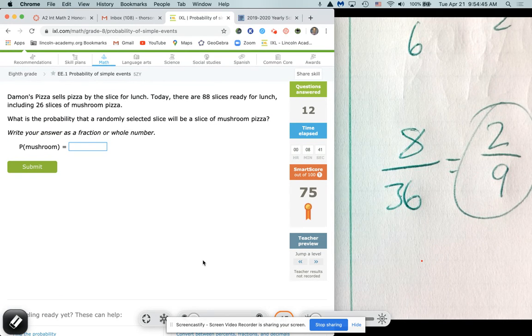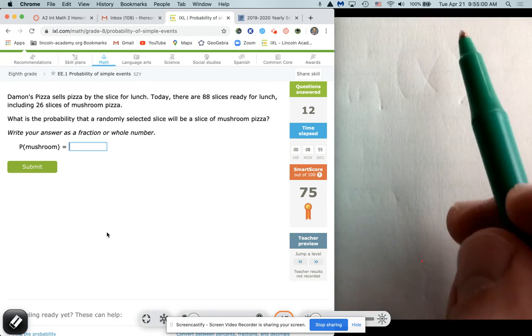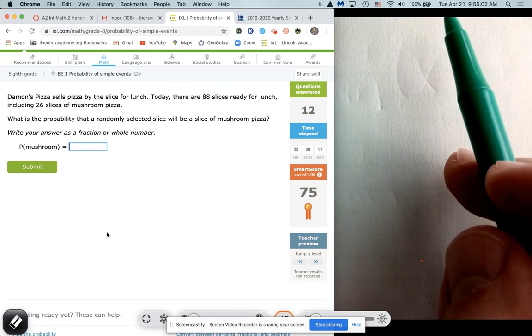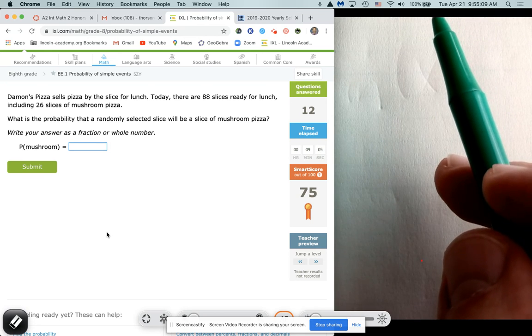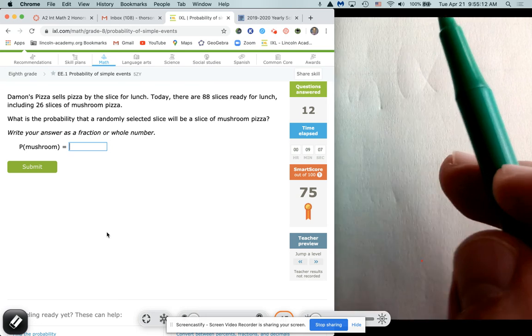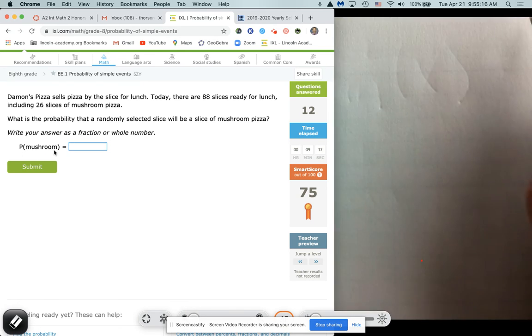Here we have Damon's Pizza sells pizza by the slice for lunch. Today there are 88 slices ready for lunch, including 26 slices of mushroom pizza. So we've got to be very careful we read this correctly. Today there are 88 slices ready, including part of that 88 is 26 slices of mushroom pizza. Now we want to know what's the probability of getting a mushroom pizza. Well, there's 26 out of that 88.